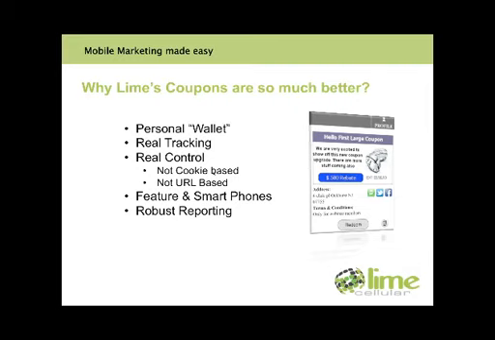Web coupons are basically coupons sitting under the same URL. So if my URL is Lime Cellular, my coupon would be Lime Cellular slash my coupon, right? And anyone that accesses this URL can see this coupon and redeem it.